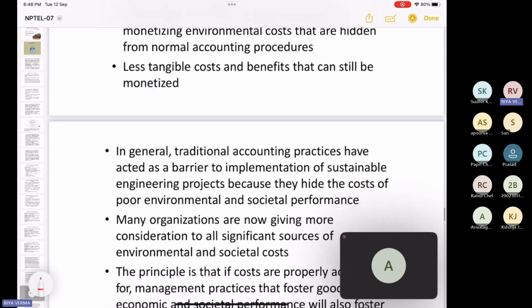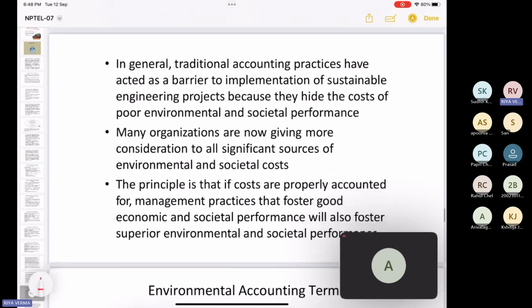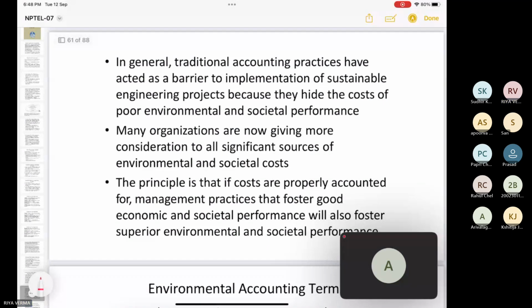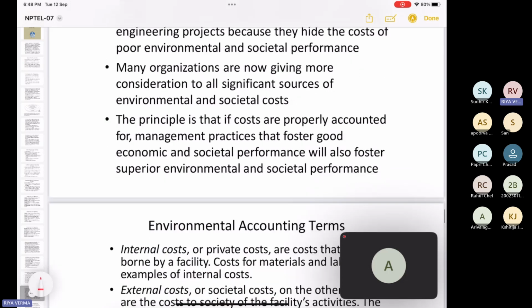In general, the traditional accounting practices have acted as a barrier to implementation of sustainable engineering projects because they hide the costs of the poor environmental and societal performance. So many organizations are now giving more consideration to all the significant sources of the environmental and societal costs. And the principle is that if costs are properly accounted for, management practices that foster good economic and societal performance will also foster superior environmental and societal performance.